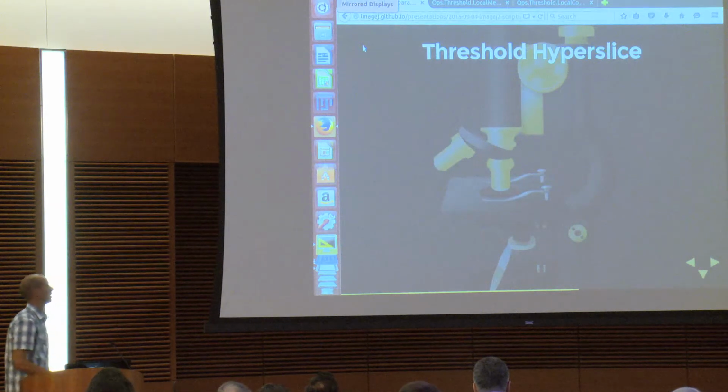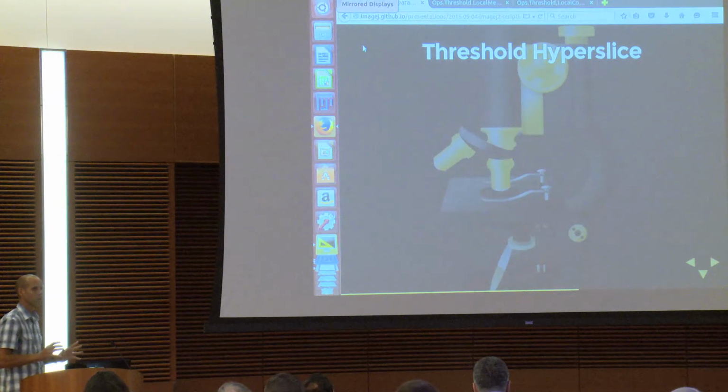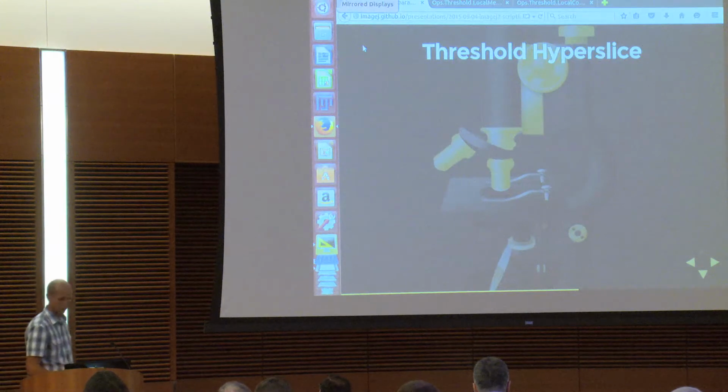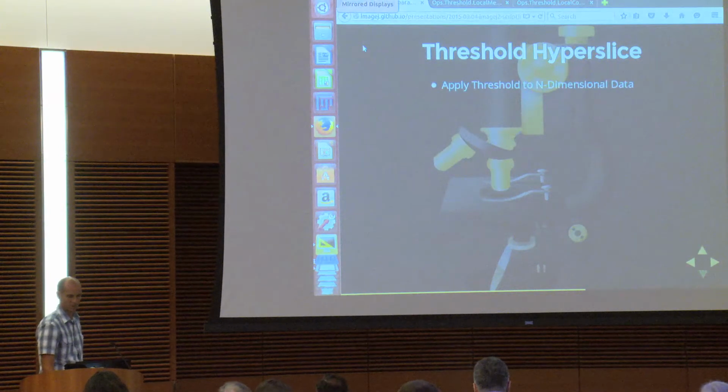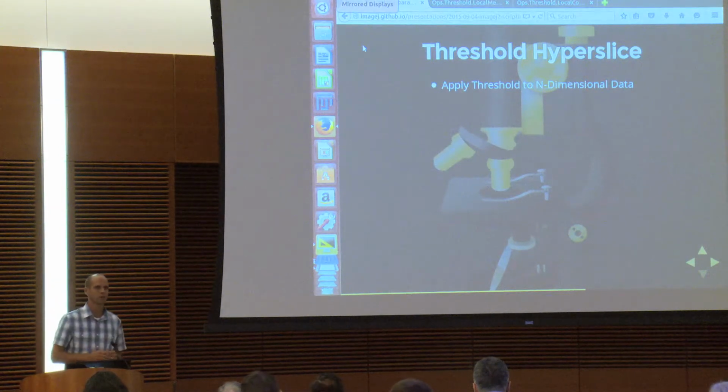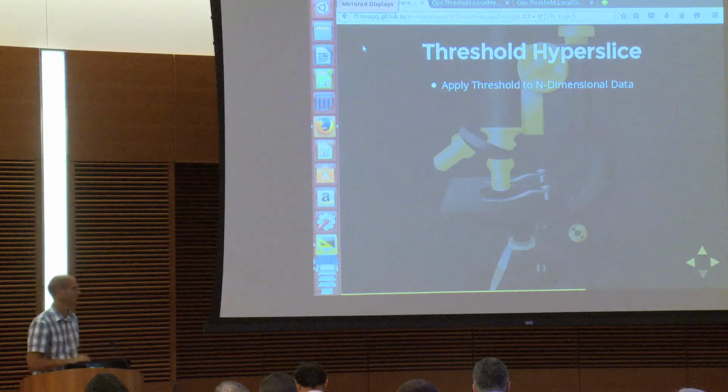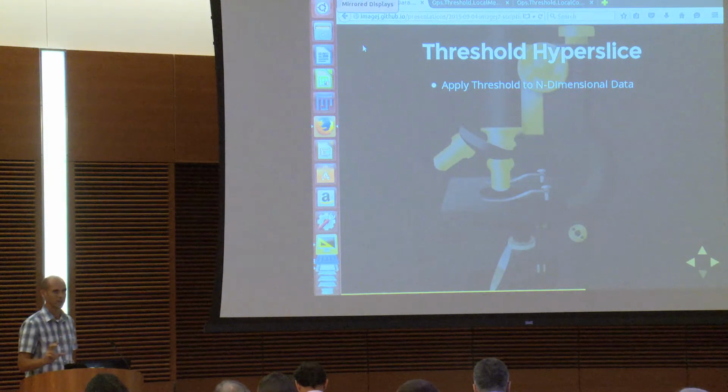Okay, so this example shows how to threshold a hyperslice. This is a really subtle example, because what we're going to do here is apply a threshold to our n-dimensional data. We're going to use the same data set, the confocal series data set, and it's x, y, channel, and z. When we do a threshold, we calculate a histogram, find a threshold, and apply it.